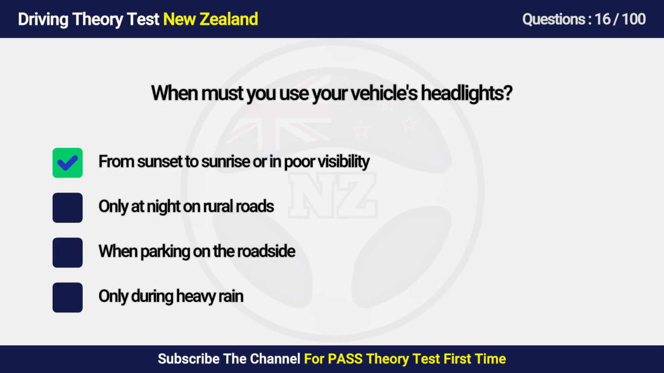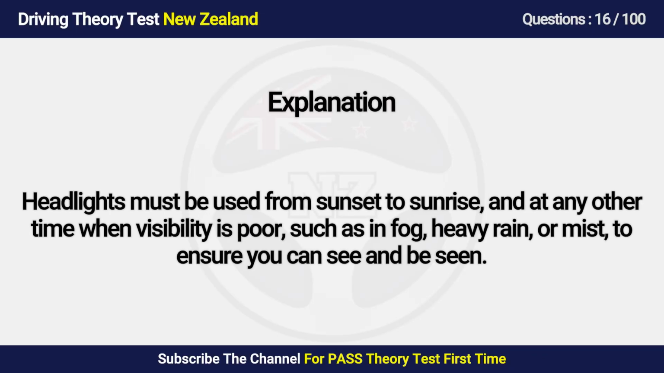Answer is A. From sunset to sunrise or in poor visibility. Headlights must be used from sunset to sunrise, and at any other time when visibility is poor, such as in fog, heavy rain or mist, to ensure you can see and be seen.